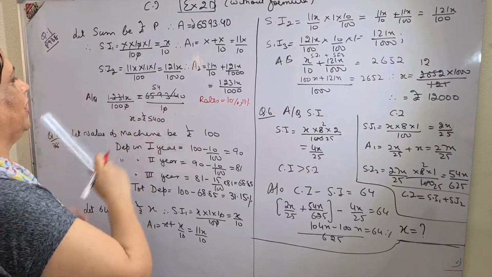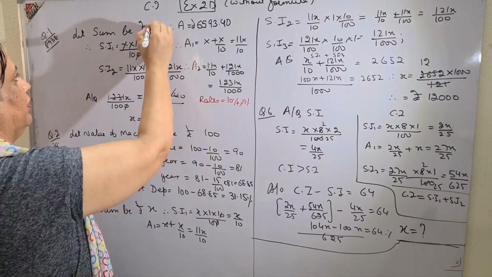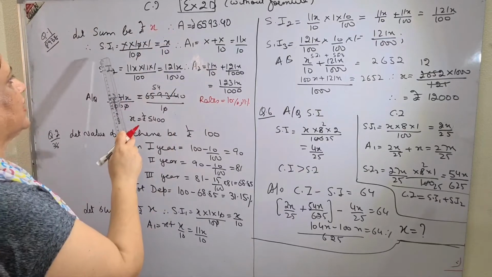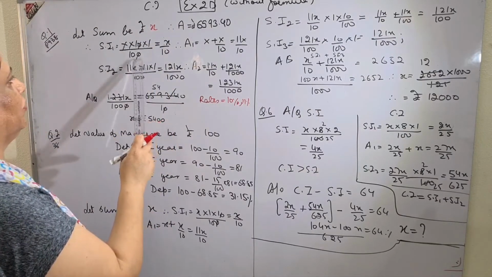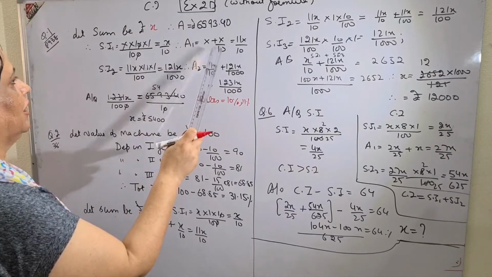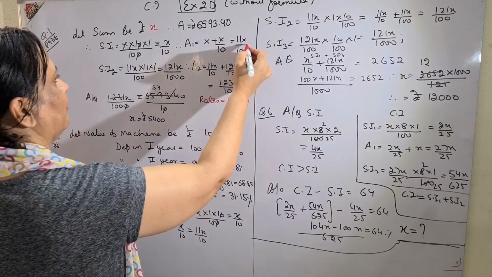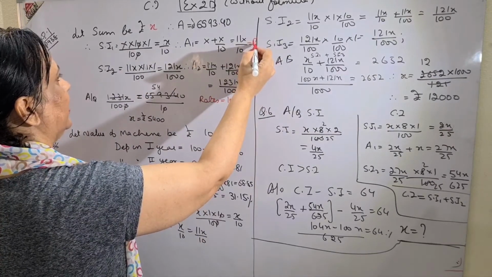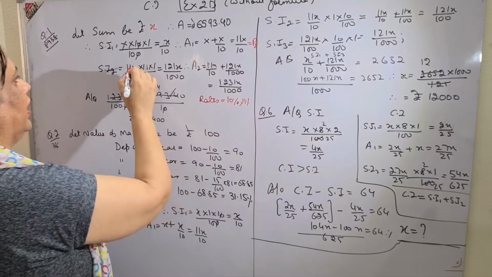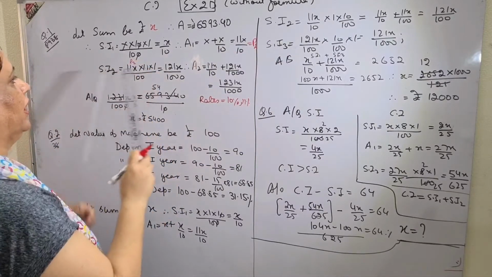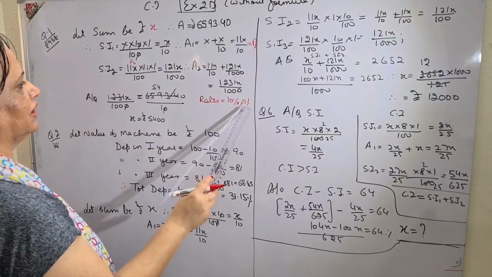Let the sum be P, or if you want, let it be rupees X. SI1 is X into 10 into 1 upon 100. Then the amount for the first year will become the principal for the second year, so that is P2. Again P2 into, now the rate will be 11 because it is given successive.